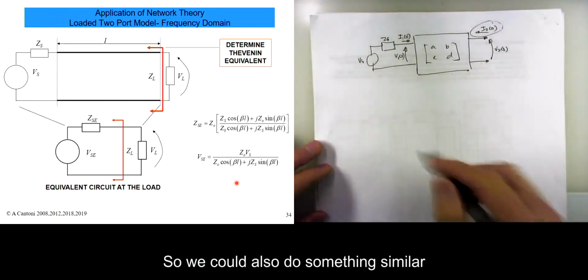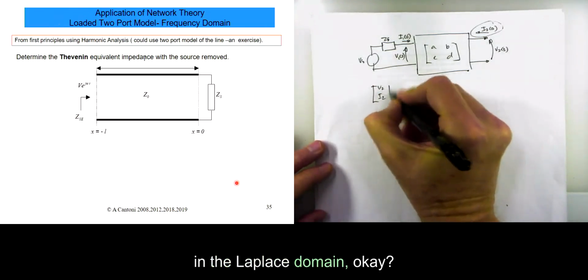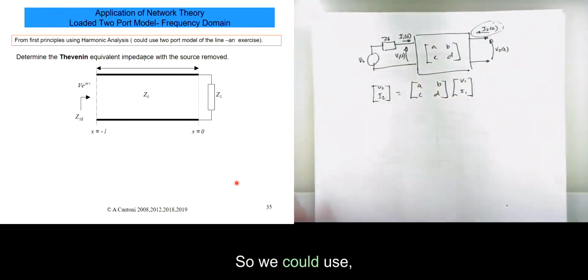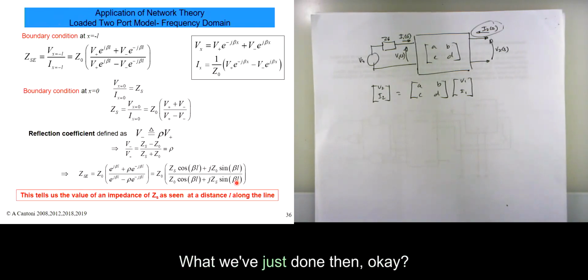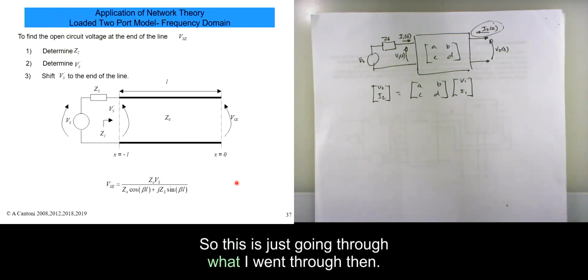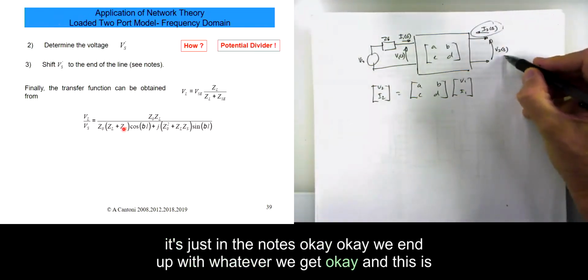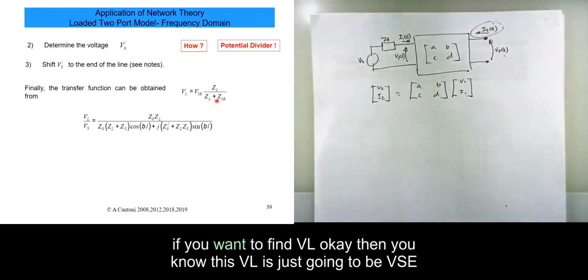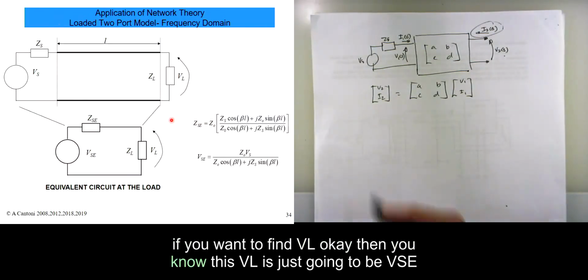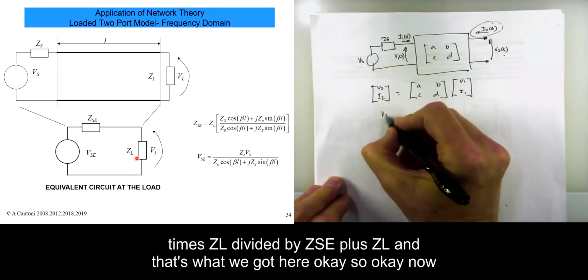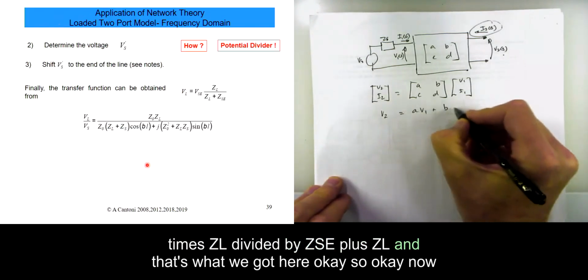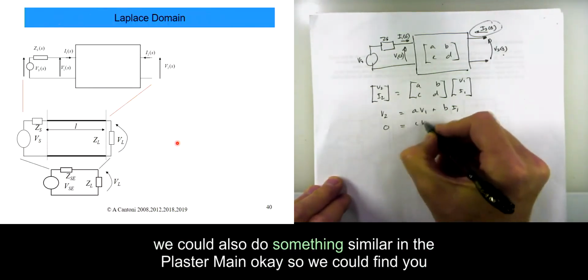So we could also do something similar in the Laplace domain. I think it just goes through what we've just done. This is just going through what I went through then, it's just in the notes, and we end up with whatever we get. And if we wanted to find VL, then this VL is just going to be VSE times ZL divided by ZSE plus ZL, and that's what we got here.